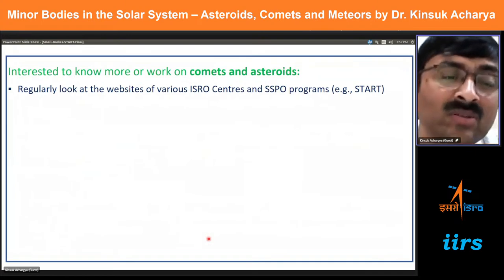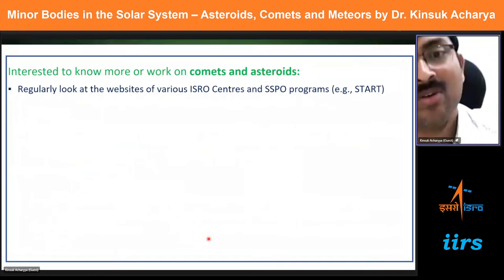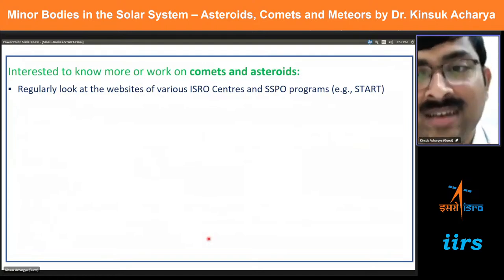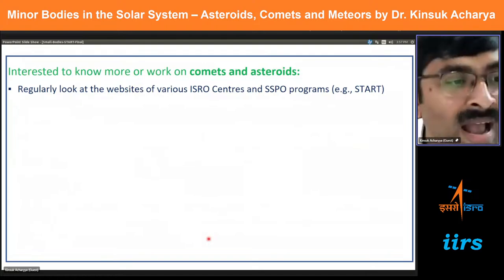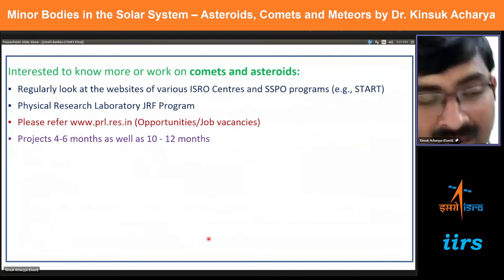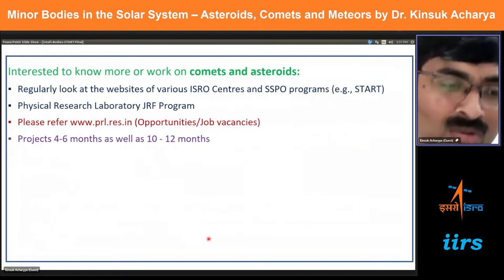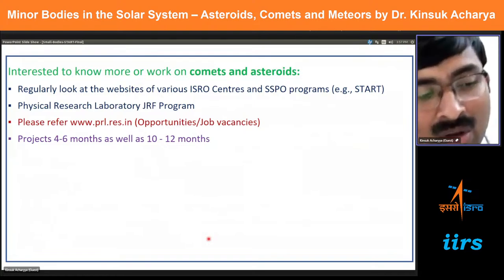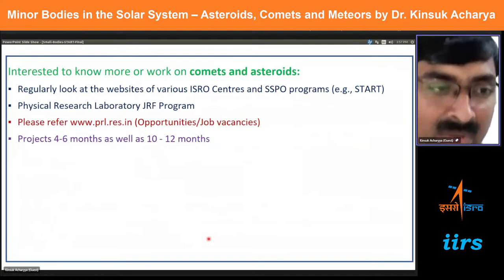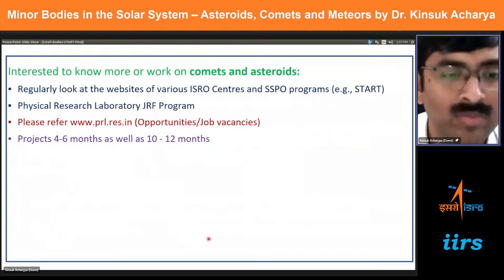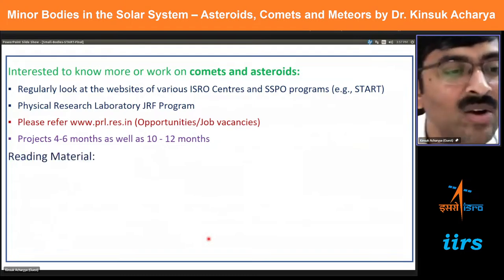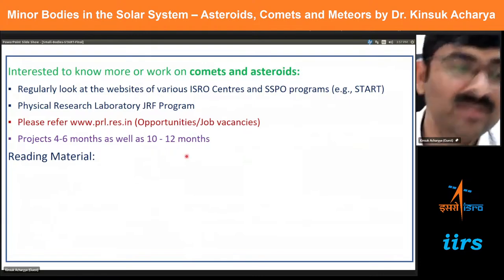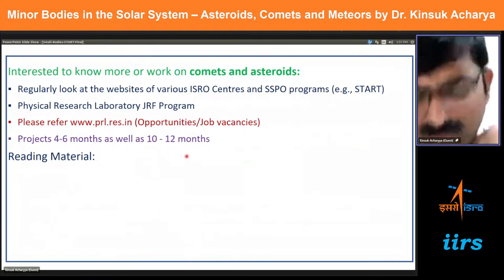Finally, if you are interested to know more about work on comets and asteroids, regularly look at the websites of various ISRO centers and associated programs like START. At PRL, we have the JRF program, and various opportunities and job vacancies come up. Also, at PRL and many other institutes, we have projects of 4 to 6 months and 10 to 12 months which you can work on.